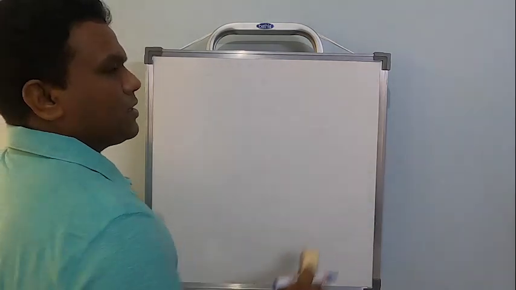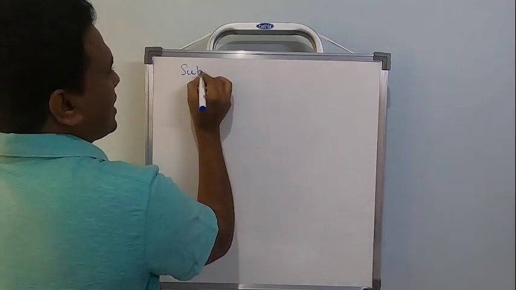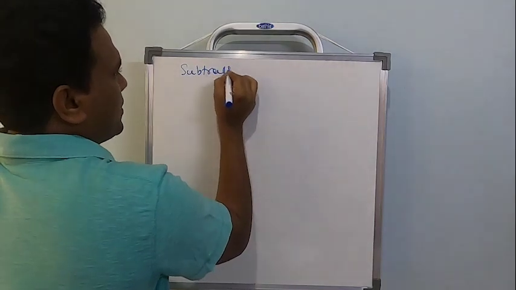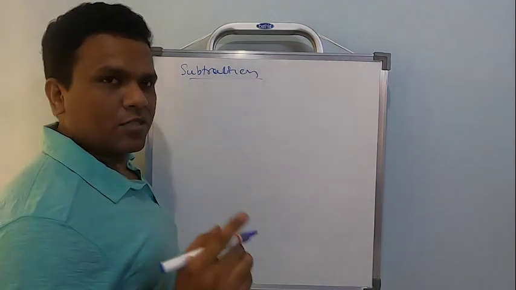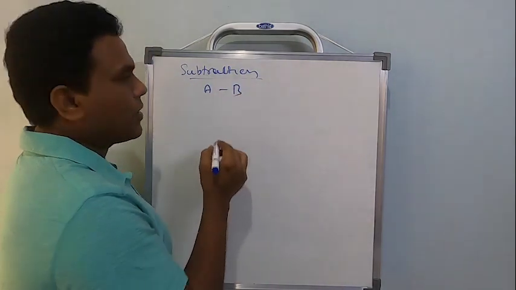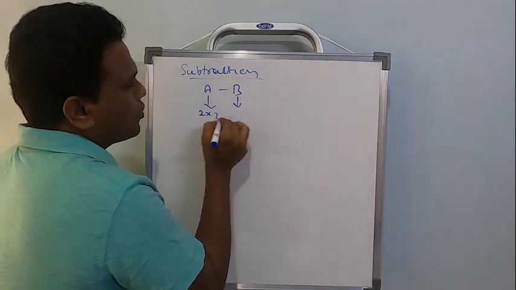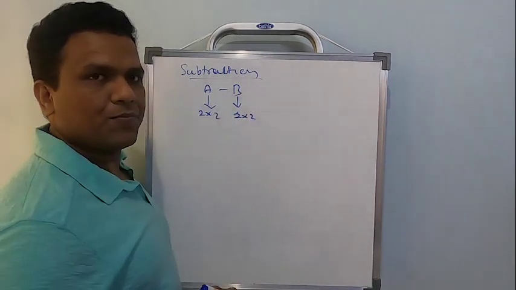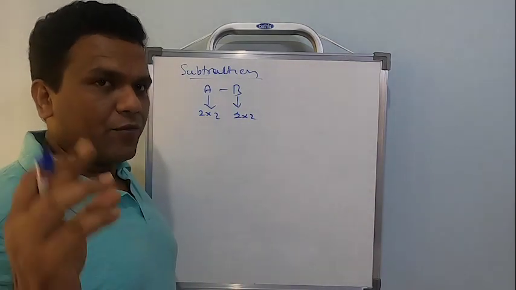So I've explained addition. Now you'll be wondering, sir, what about subtraction of matrices? Simple subtraction, right? First, the conditions remain the same. If I want to subtract two matrices, the first thing is the order should be the same. If this is 2 cross 2, this also should be 2 cross 2, right? So for addition and subtraction, orders should be the same, first condition.